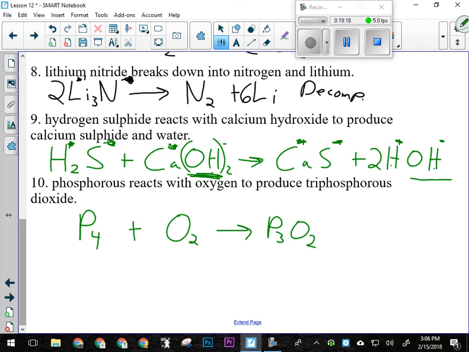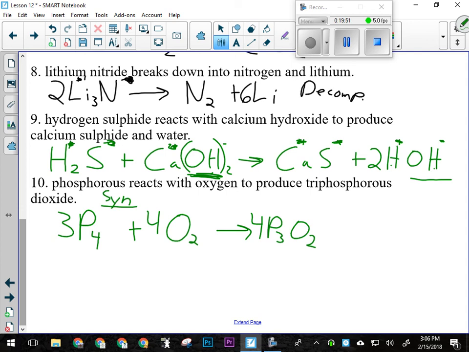What should I balance first? Phosphorus. Yeah, it's present in the largest number. What's the lowest common multiple of 4 and 3? 12. All right, so I'm going to put a 3 in front of this and a 4 in front of this. When I do that, it gives me how many oxygen? 8. So what needs to go back over here? 4. 4 times 2 is 8. Okay. All right, what kind of reaction is that? Synthesis reaction.